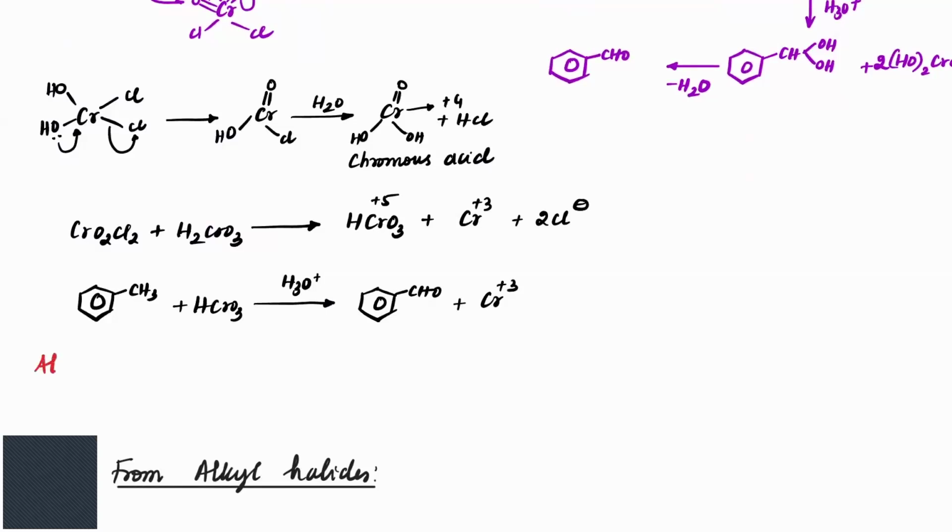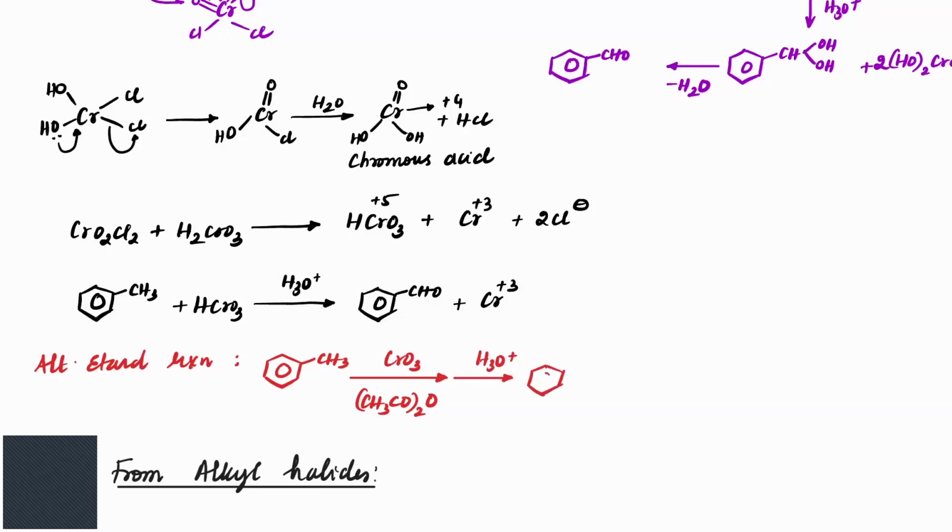Next is about the alternative Etard reaction. Another alternative Etard reaction is that if we react toluene, C6H5CH3, with CrO3 directly in the presence of acetate, that is (CH3CO)2O, followed by hydrolysis, this will give us the aldehyde CHO.